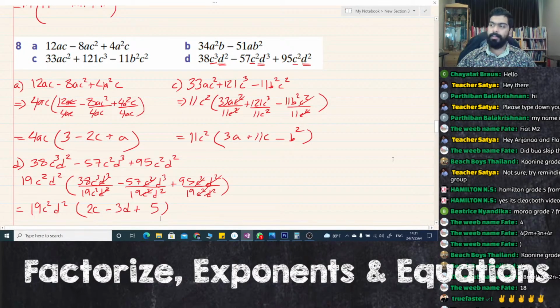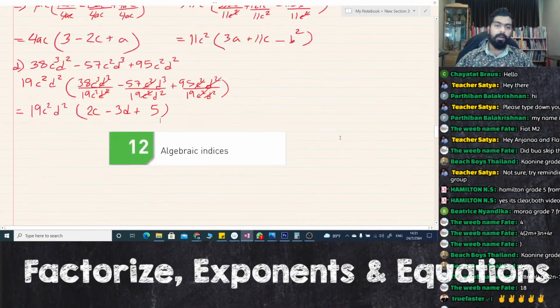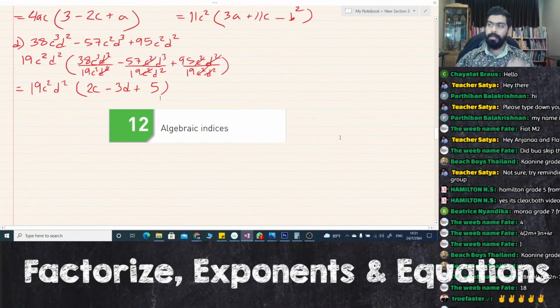Now let's go to the next one. So now we are finished with our factorization. Okay, guys, we are going to go to algebraic indices now. If you don't know what we mean by indices, indices means exponents. It's the same word for exponent. So today, guys, we'll be looking into three different laws. We'll be looking at three laws of exponents.